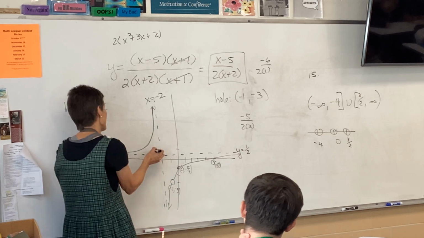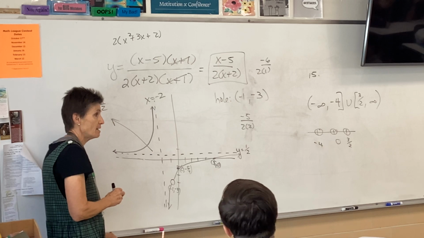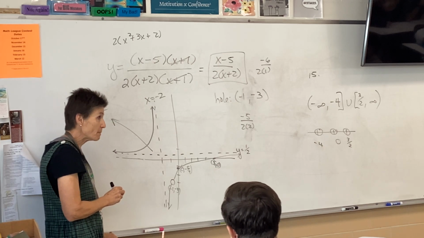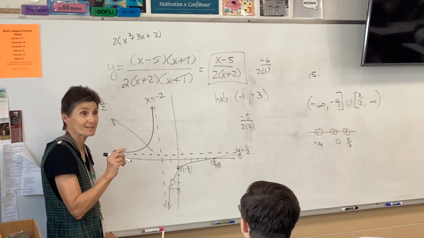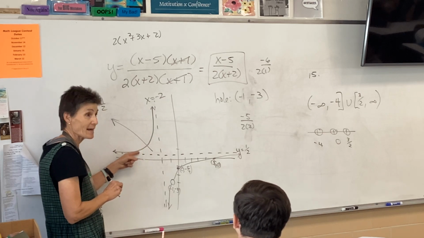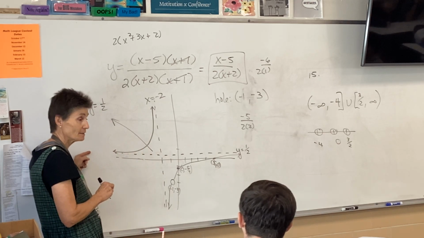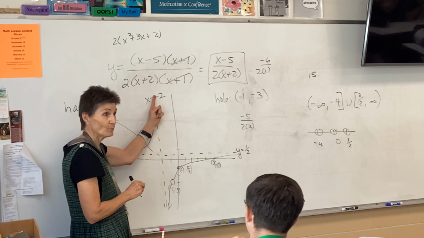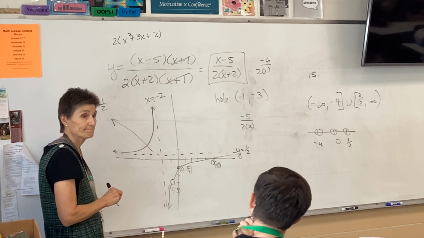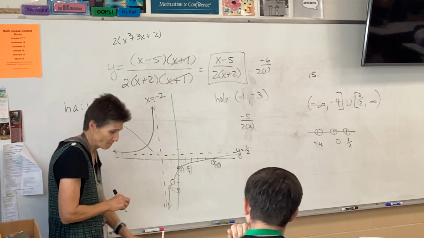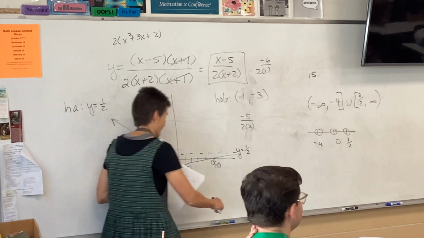Mrs. Ford, how do you know it doesn't just do something like this? Because as it goes off the page, it has to approach its asymptotes. So it has to get closer to 1/2, and it has to get closer to -2. See how easy that is? All right, let's try B.